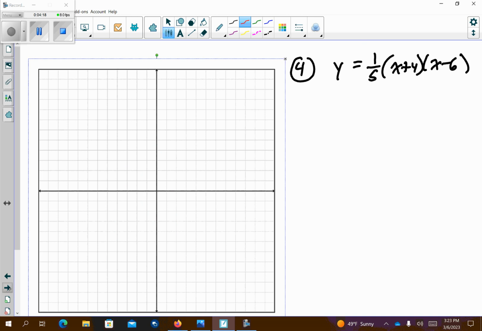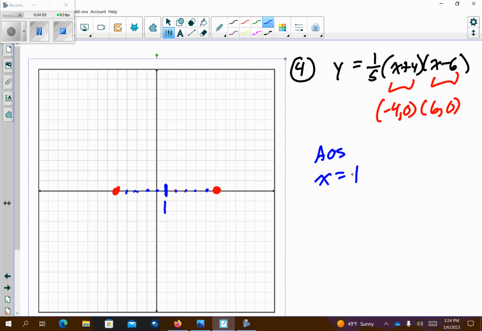Problem number 4. This one's back to the factored, so this is going to give me negative 4 comma 0, and this is going to give me 6 comma 0. So negative 4 is here, 6, 0 is 4, 5, 6 over here. Then we have to figure out what's in the middle. I can come in one, come in another, or I can just count 1, 2, 3, 4, 5, 6, 7, 8, 9. So halfway on 9 is 5. 1, 2, 3, 4, 5. So I'm right there at 1. My axis of symmetry is going to be x equals 1 because it's halfway between the negative 4 and the 6.